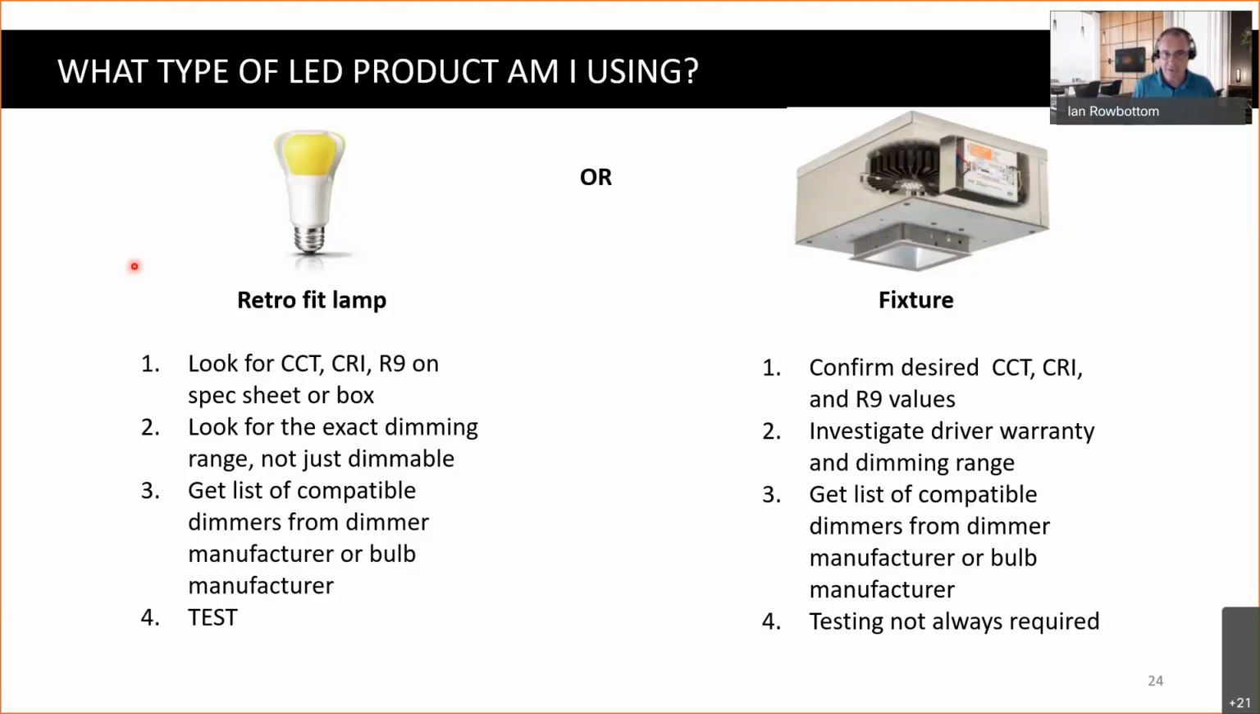Look for the dimming range, not just the word dimmable, but how far does this dim? And then, is it compatible with the certain dimmer? The takeaway from this is, don't believe what they tell you, because they won't tell you anything. Test it. With a fixture, you do get the CCT, the CRI, and the R9 value. Look at the warranty and the dimming range, because there's often multiple ranges that they offer. And get a list of the compatible dimmers, and testing is not necessarily required.